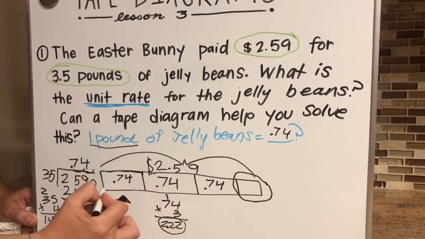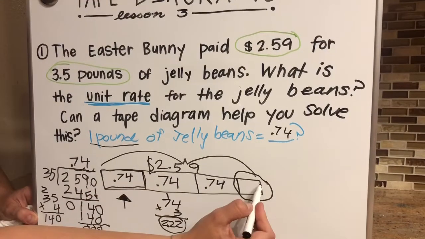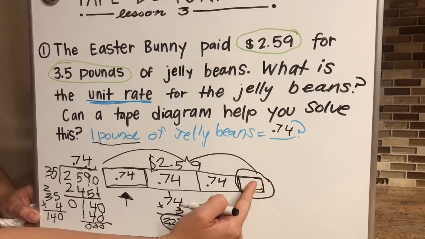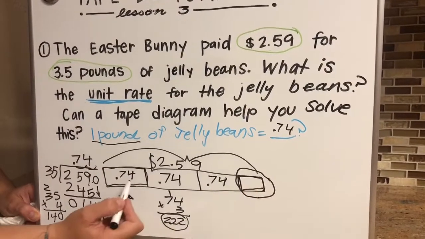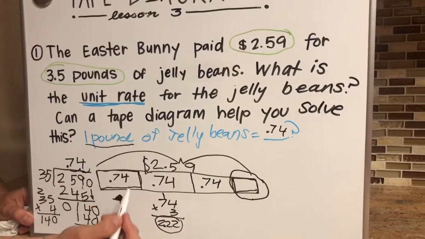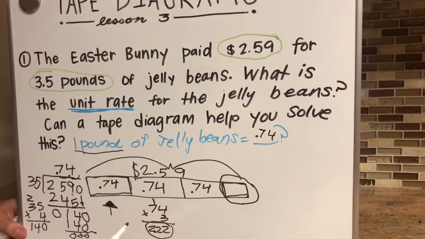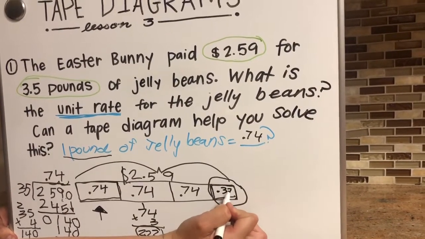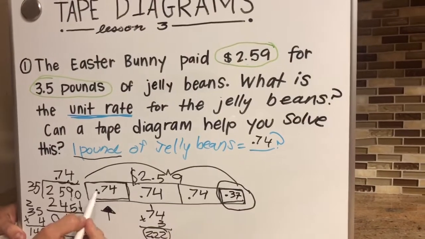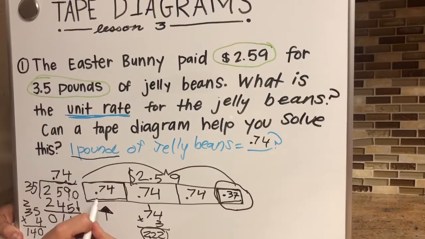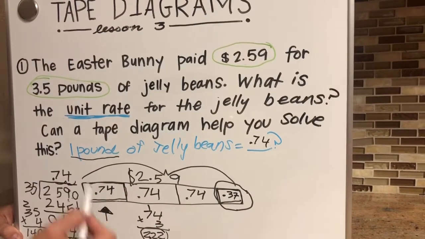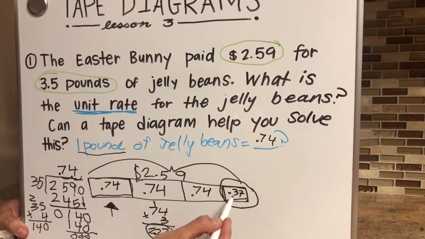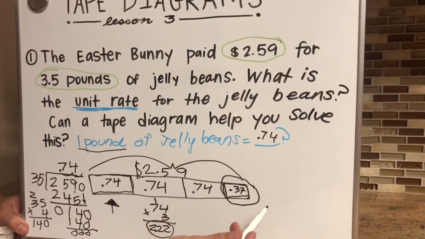This is a whole. This is a half. So the easiest way to figure out what the value is for the half is divide 74 by 2. If you divide 74 by 2, you end up with 37 cents, okay? So we have our unit rate, which is 74 cents a pound per 1 pound of jelly beans. And then we have 37 cents, which is a half pound of jelly beans.